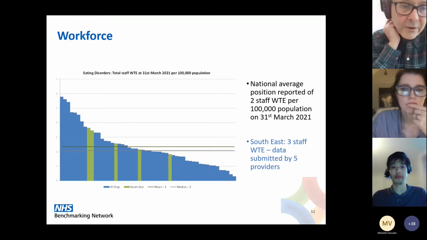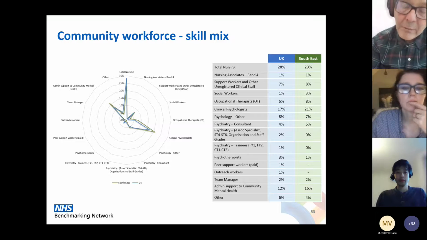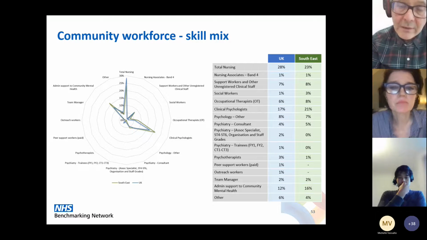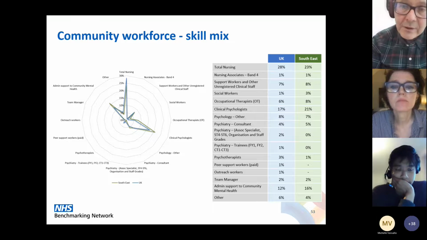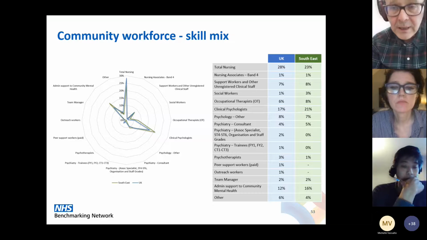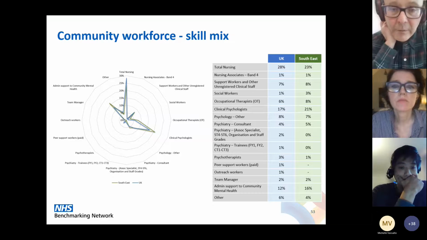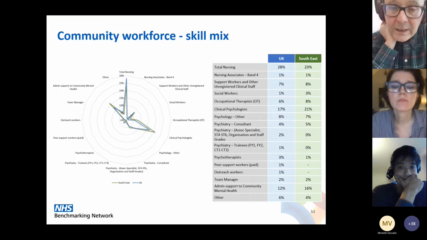If we move on then to the community skill mix, I think what's particularly pleasing, remember we're just talking about 2 staff out of 102 on average here, but this is where we see an incredible richness of the MDT. So there are excellent teams out here. It's just that they're small teams. So the unregistered nursing staff is very small at 8%. We've got a really good mix here.